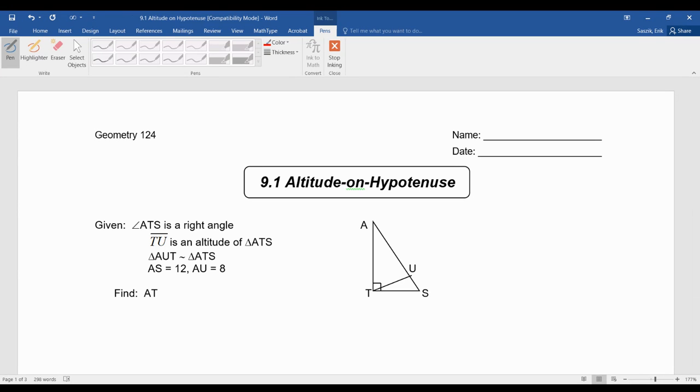All right, chapter 9. This is one of my favorite chapters in the book. There's a lot of cool stuff in here. I'm going to start to pull some cool things together that come from similar triangles, which of course we just talked about.